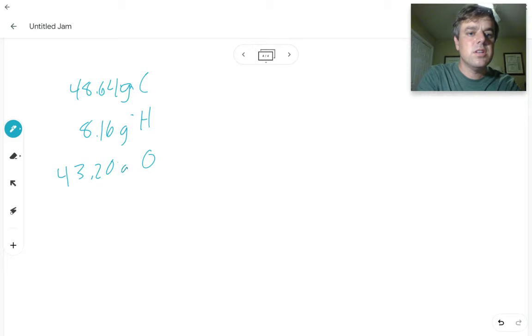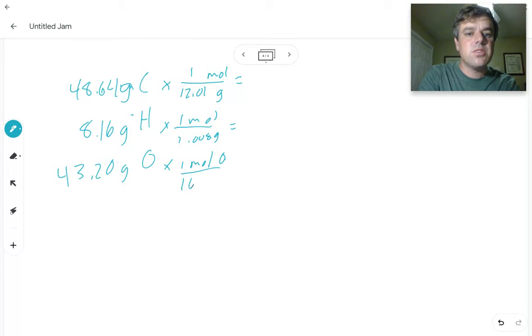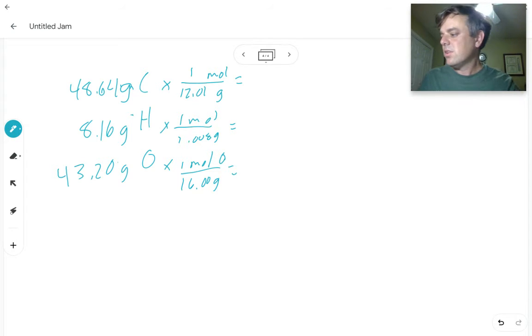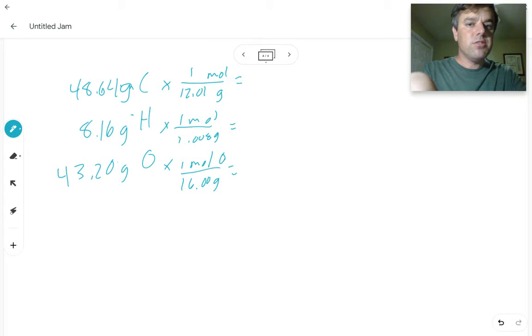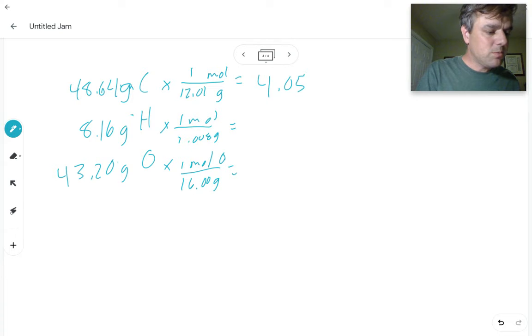grams. So we're going to convert grams into moles, where 1 mole of carbon is 12.01 grams, where 1 mole of hydrogen is 1.008 grams, and 1 mole of oxygen is 16.00 grams. So we pull out our trusty calculator, and 48.64 divided by 12.01 is 4.05. 8.16 divided by 1.008 is 8.10.